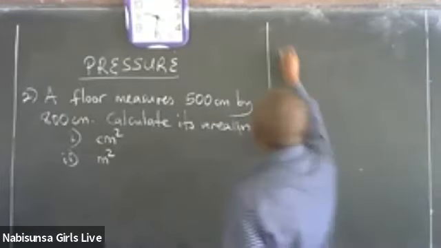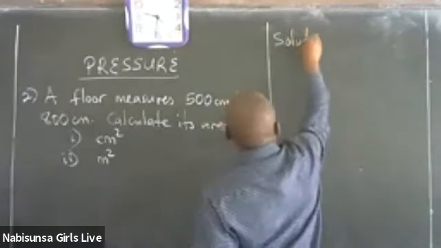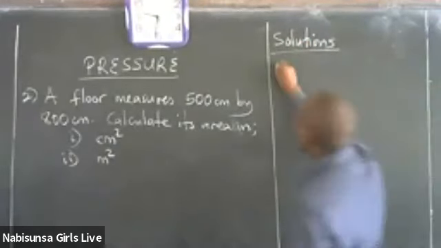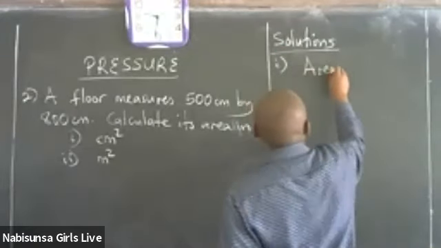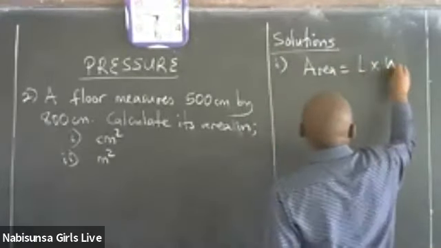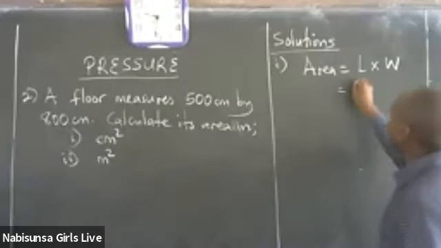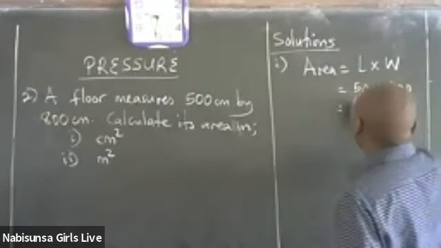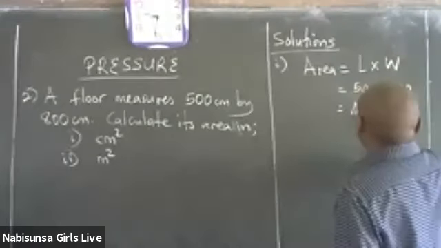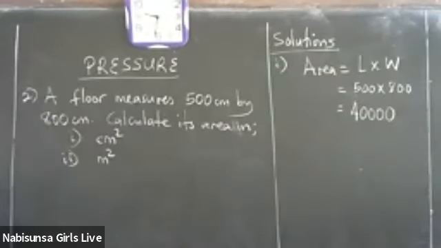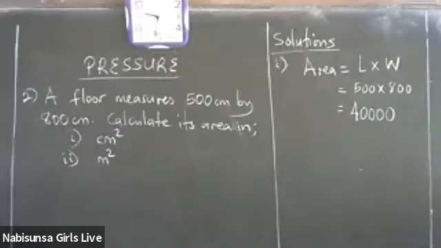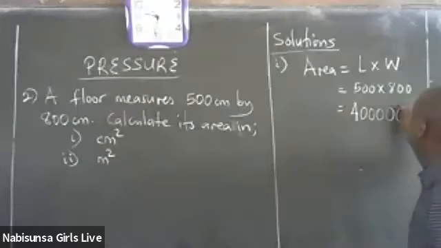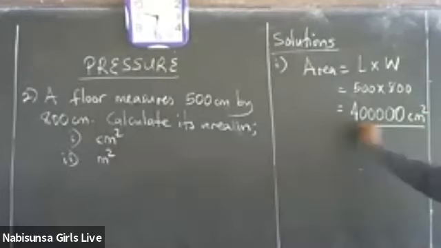The first part was asking, so solutions for part one. First of all, area is equal to length times width. That we say 500 by 800. How many zeros are these? 4 zeros, or 5 zeros? 5. Then the units are centimeters squared.